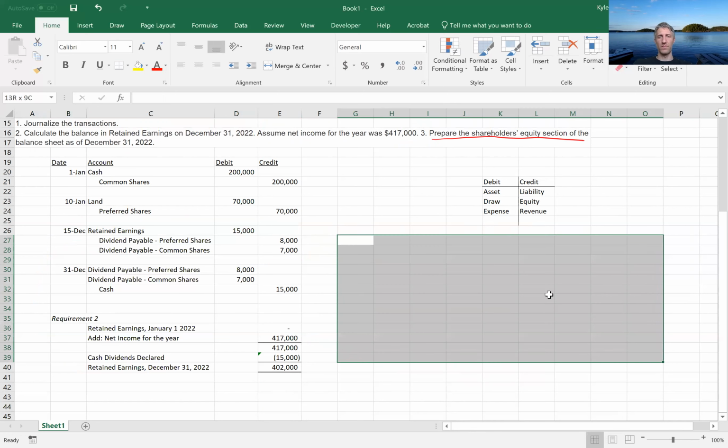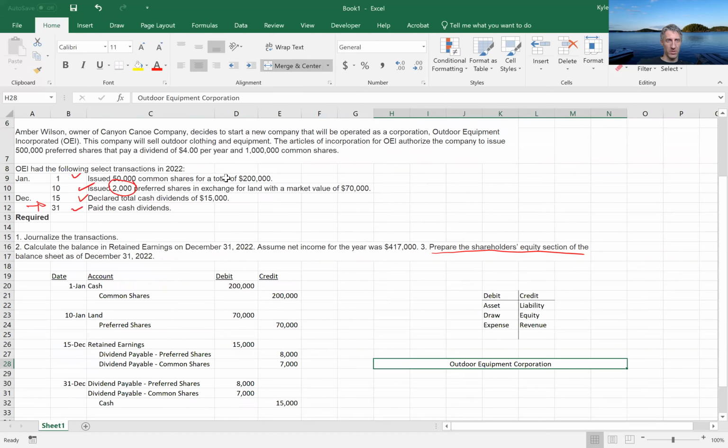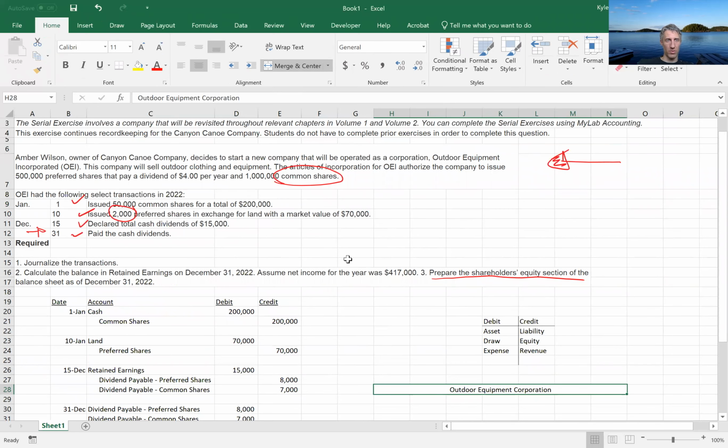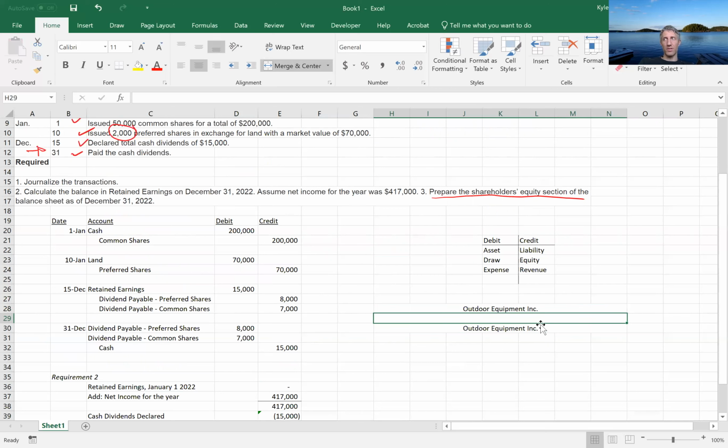So we should know whenever we're preparing a balance sheet or any financial statement, really, we start with 3 title lines. So this was Outdoor Equipment Corporation. Let me just double check. OEI, Outdoor Equipment Incorporated. And maybe I'll just write INC for incorporated. And then we do the financial statement name, so balance sheet.